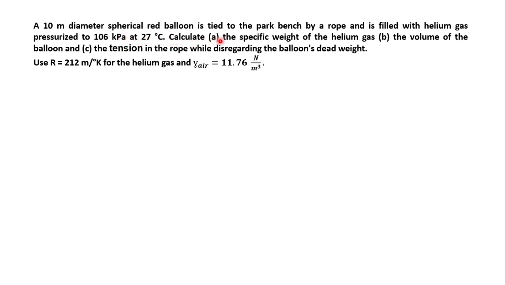Calculate A, the specific weight of the helium gas, B, the volume of the balloon, and C, the tension in the rope while disregarding the balloon's dead weight. Use universal gas constant 212 meter per degree Kelvin for the helium gas, and specific weight of air is equal to 11.76 Newton per cubic meter.